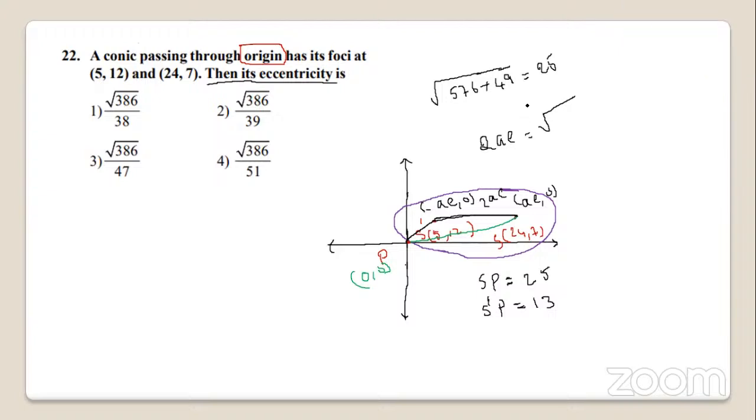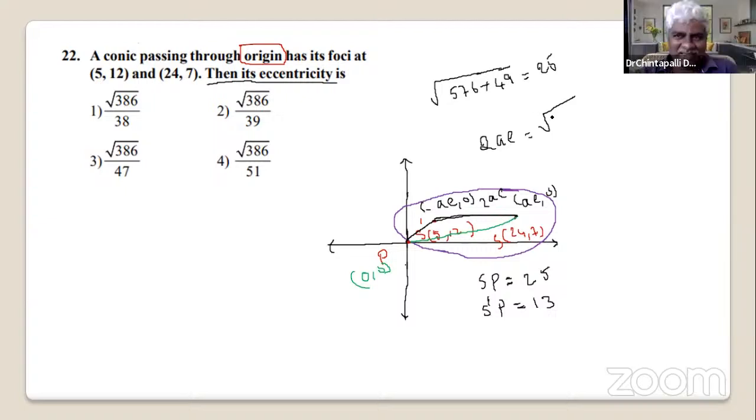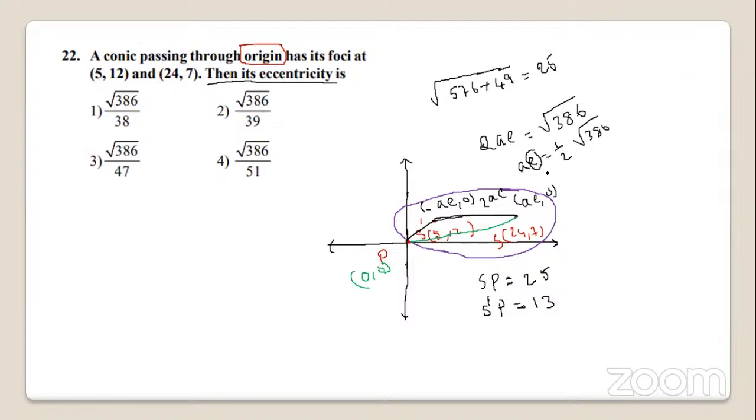Did you get the clue from the options? All the options have the same root, root 386. And AE is equal to half root of 386. But we need A only, right? Yes, sir. For that we need A.